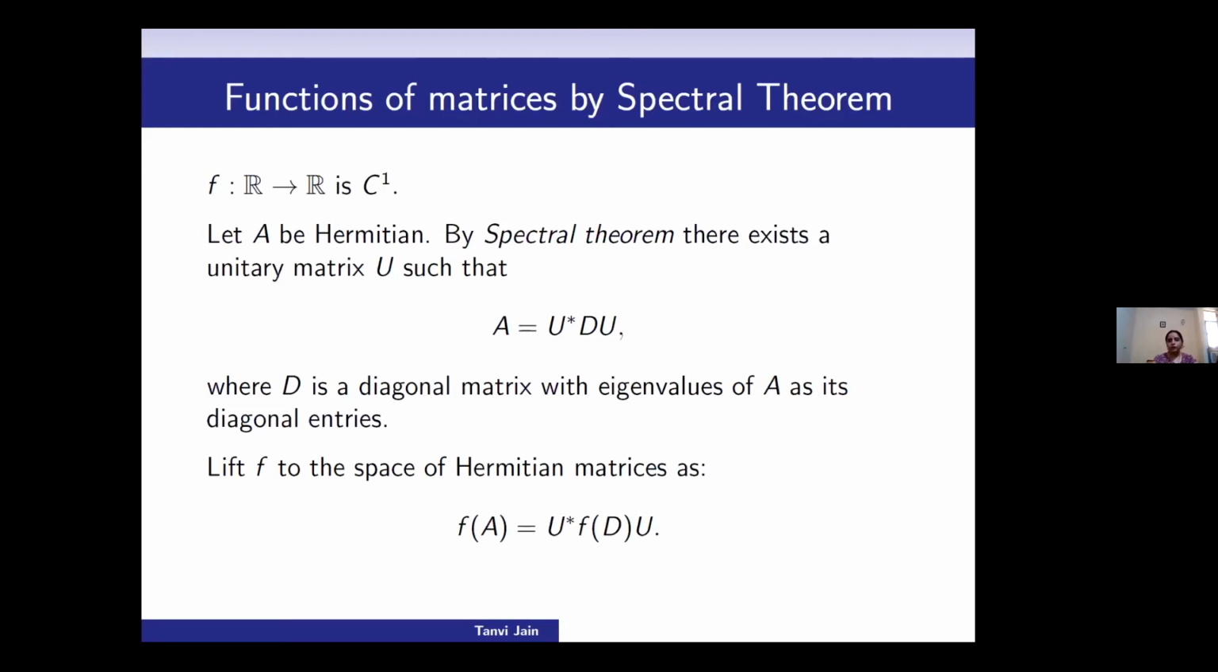So what will be f(D) if I want to define it? That will be the diagonal matrix with f(λ1), f(λ2), ..., f(λn). And this is called the standard functional calculus. So I define the standard function of A, f(A), to be U* f(D) U. So this is the standard function of A.